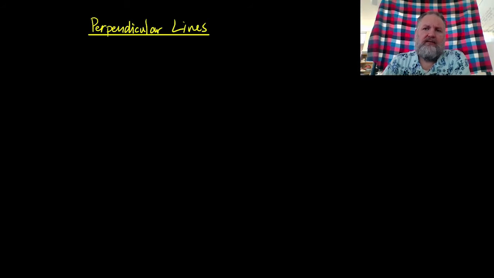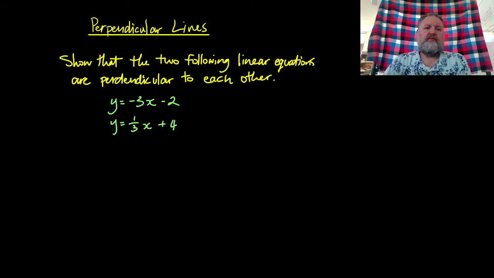Okay, let's talk about perpendicular lines. We might get something that asks us the following: show that the two following linear equations are perpendicular to each other. I know we have already talked about parallel. We would know that they would just have the same gradient, but that is a bit different to this.